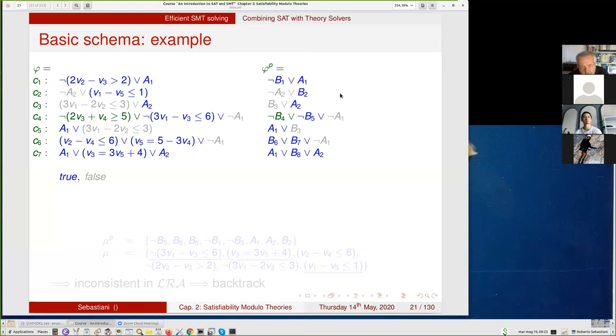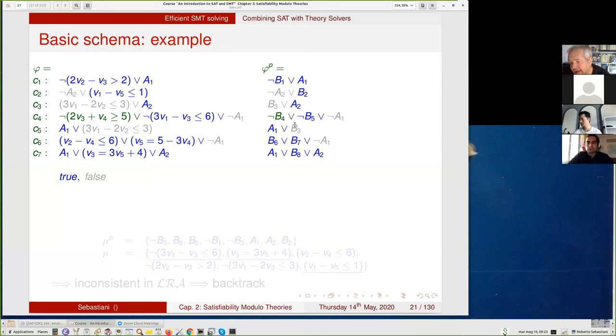Okay, I hope the notion of Boolean abstraction is clear to everybody. It's quite simple and intuitive, I would say. Now you have to feed this formula to a SAT solver. Typically those formulas are satisfiable.